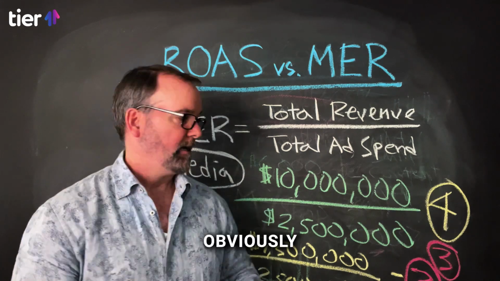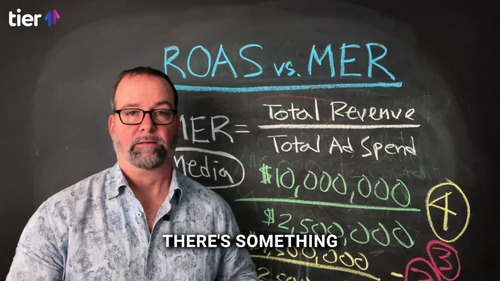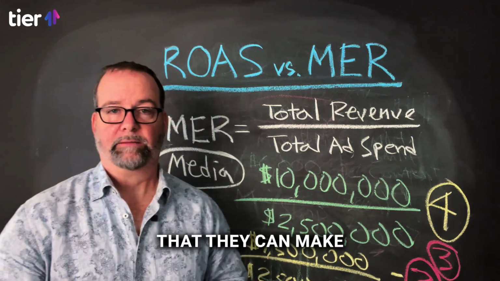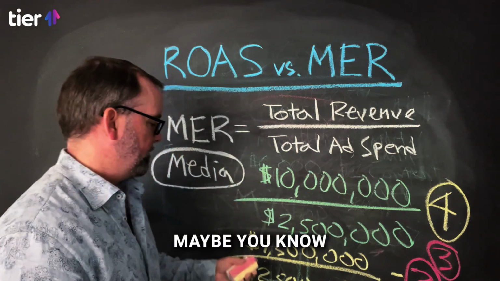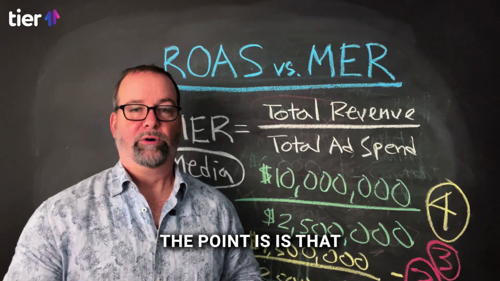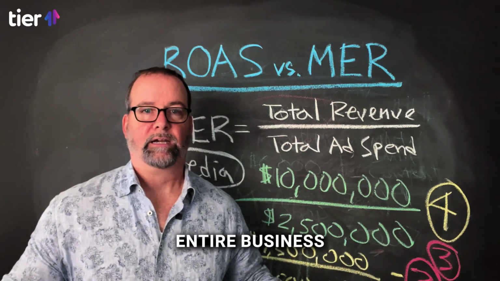So that means that obviously this is the type of thing where you have to look at this very, very carefully and say, all right, there's something going on here. Maybe there's operational efficiencies that they can make. Maybe they're in a contracting market. Maybe their agency isn't doing all that great of a job. The point is that the MER really gives you a global look at the entire business.